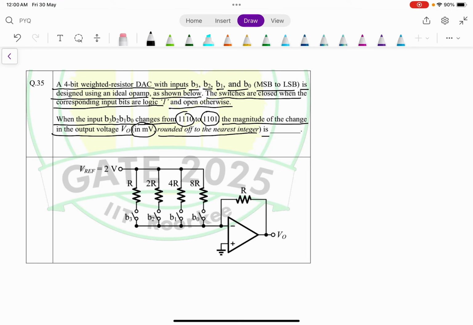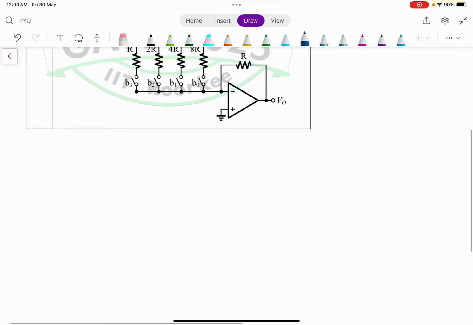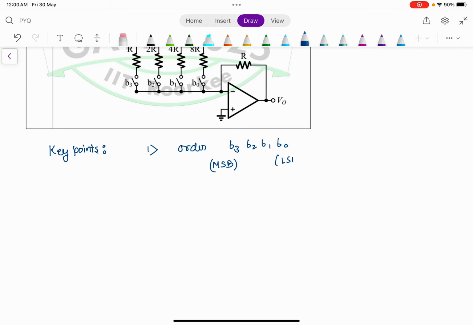So now you have to keep in mind the key points of this question. Before starting, first look at the order, that is B3, B2, B1, B0, where B3 is the MSB and B0 is the LSB. Sometimes it is written upside down, so you have to see carefully what the order is.